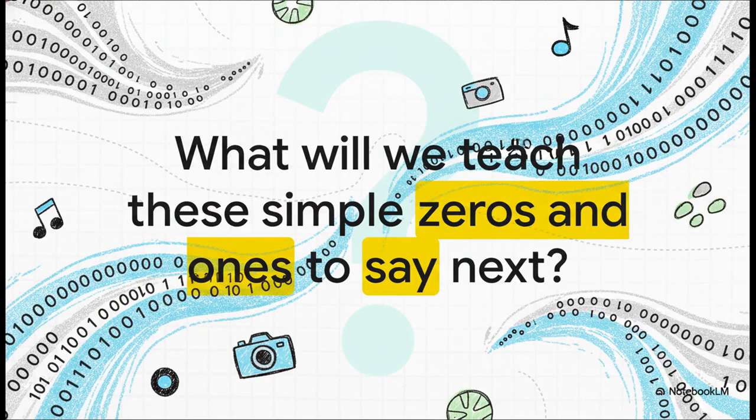You know, when you step back and look at it, it's pretty mind-blowing. In the end, it's all just zeros and ones. Every photo on your phone, every song you stream, every complex video game, it's all just an incredibly clever, unbelievably vast arrangement of on and off switches. It's the simplest possible foundation, but it allows for infinite complexity. And that leaves us with a pretty big question. Knowing this, what will we teach these simple zeros and ones to say next?